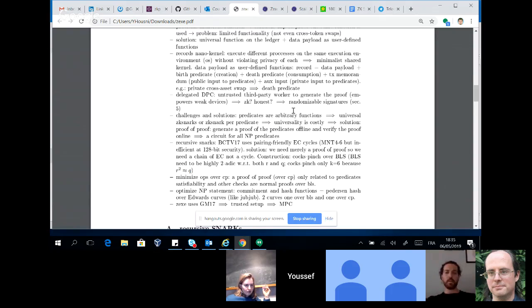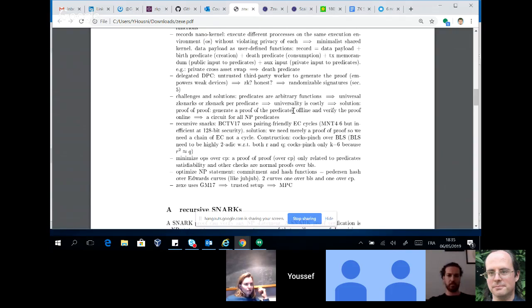So what they did is they proposed a new set of elliptic curves. The first elliptic curve is the one to substitute BN128 or the ZCash BLS. So this is a BLS curve, and it has an embedding degree equal to 12.